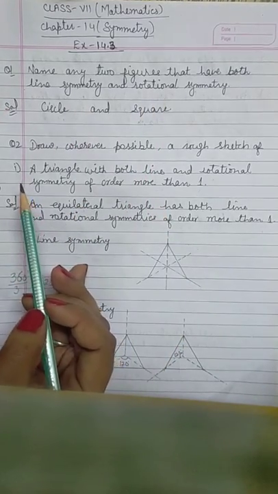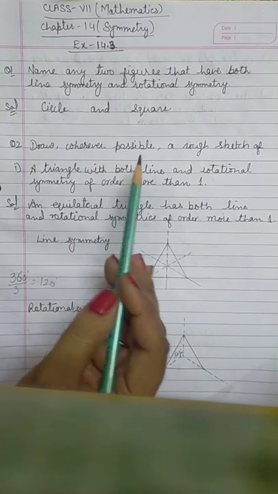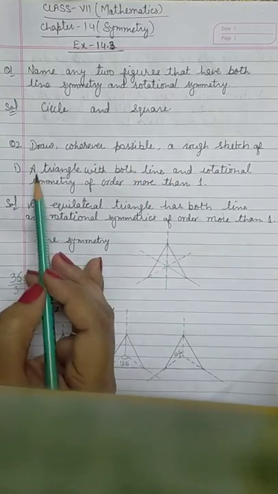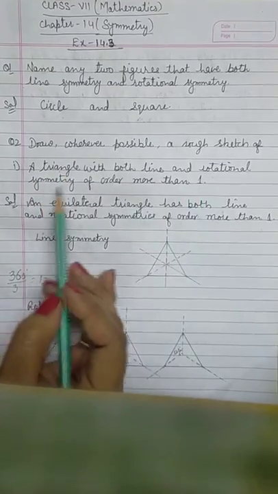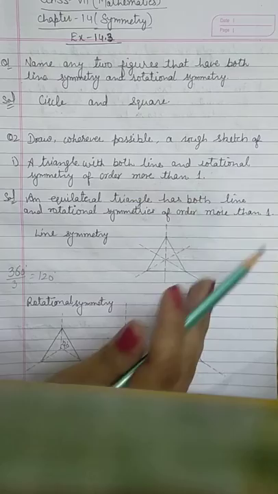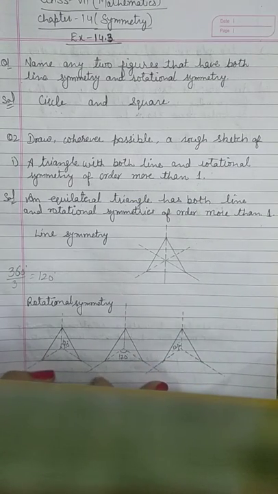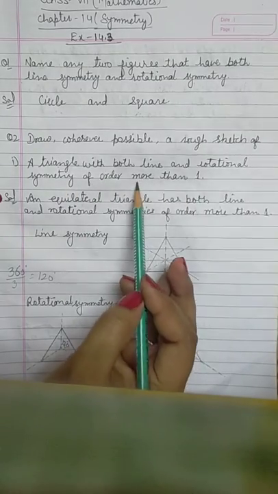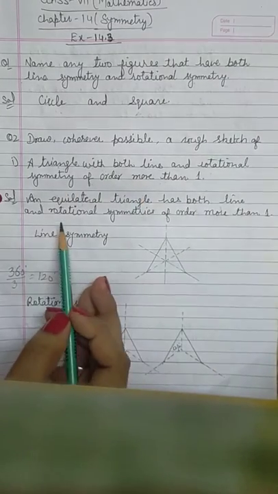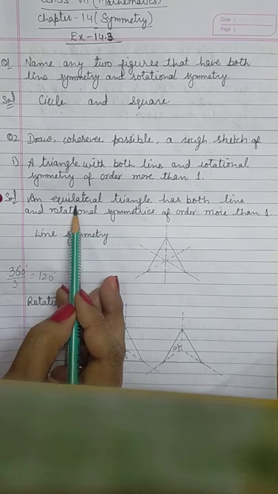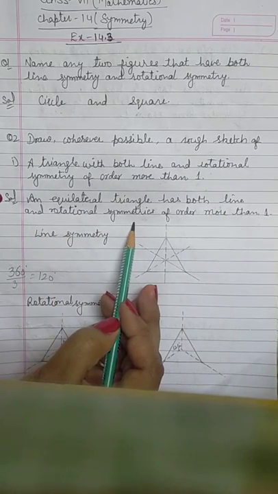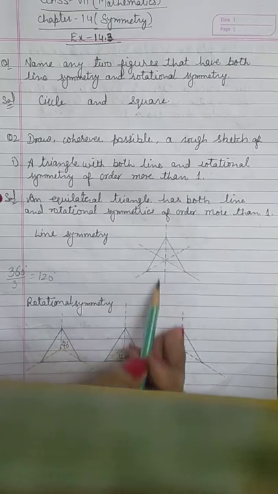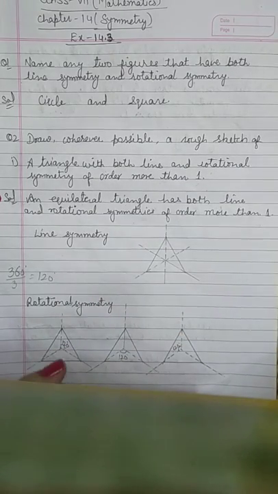Then in question number 2, draw wherever possible a rough sketch of a triangle with both line and rotational symmetry of order more than 1. It means we have to draw a triangle having rotational symmetry of order more than 1. As we have done, an equilateral triangle has both line symmetry and rotational symmetry of order more than 1.